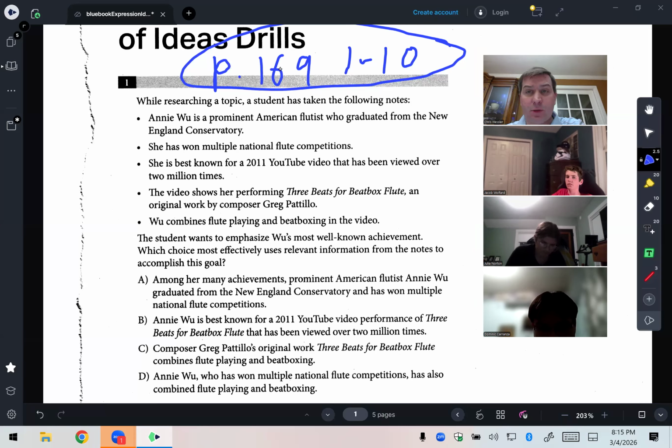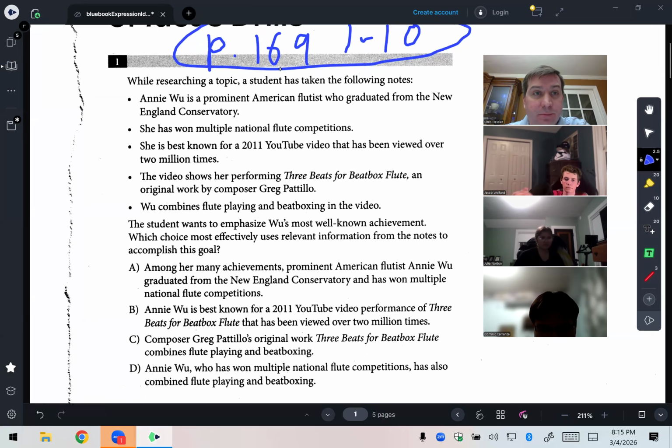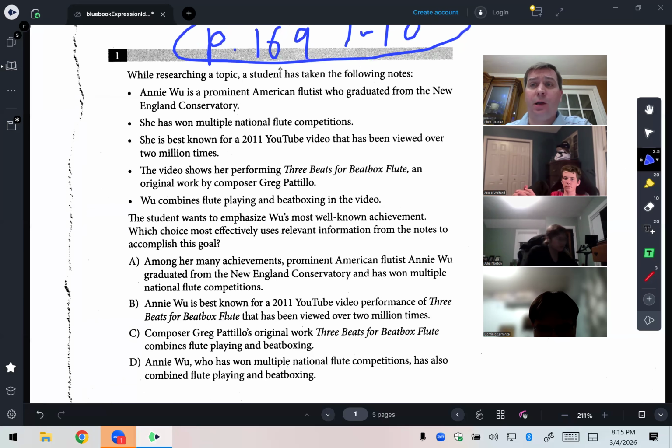Okay, I'm going to start going over these in the interest of time. I apologize if you're still working on that last one, but let's go over these 10. So it starts with a student note question, but they go easy to hard, so this one should be pretty easy. While researching a topic, a student has taken the following notes.